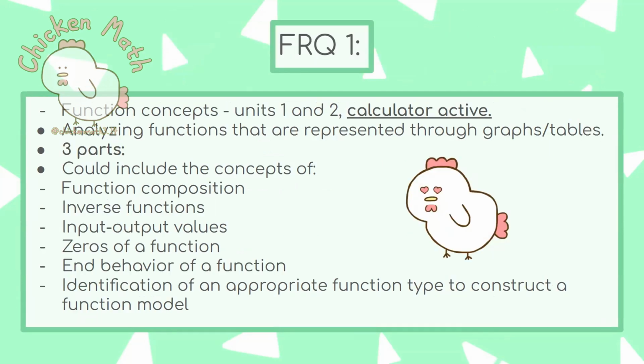Alright, so going more in depth into each FRQ type, FRQ 1 is going to be function concepts, units 1 and 2, calculator active, as said before. We're going to look at what we mean by function concepts. So we're going to be analyzing functions that are represented through graphs and tables. You're going to be given a graph or a table, and then you're going to be analyzing the functions. It consists of 3 parts, and these function concepts could be anything from this list: function composition, inverse functions, input output values, zeros of a function, and behavior of a function, or identifying which function type matches the graph or table best.